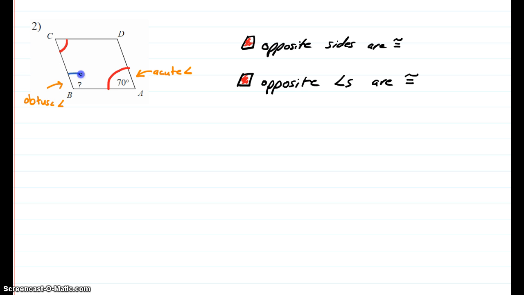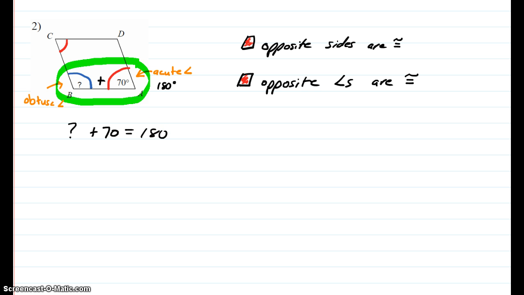So now, one of the properties that we learned is that when the angles are consecutive, when they're next to each other, these two angles, whenever they're next to each other in a parallelogram, we know that they are going to add to 180 degrees. So all we do is question mark plus 70 equals 180. You might be able to look at that and get the answer. If not, just solve the equation. Minus 70 from both sides. And we get the question mark is equal to 110 degrees. So this is our third property.